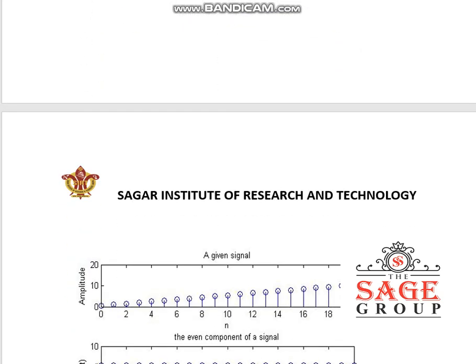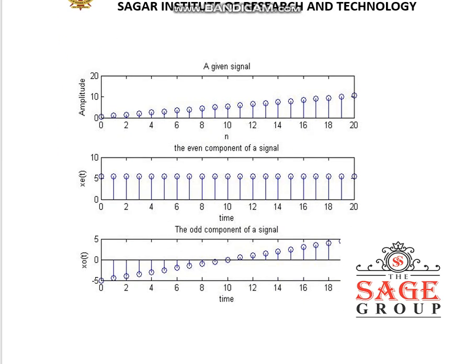Now similarly, for the discrete time signal, the given signal is represented by the first waveform, the even component of the signal is given by the second waveform, and similarly the odd component, when computed with the formula used in the MATLAB command, is given by the third waveform.